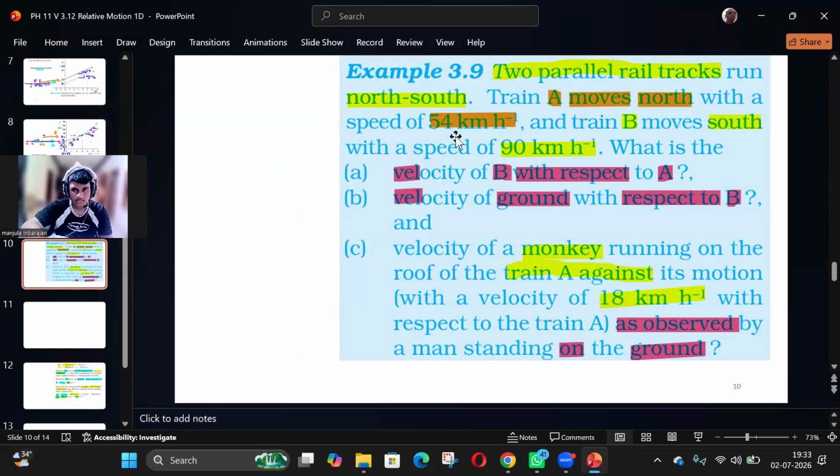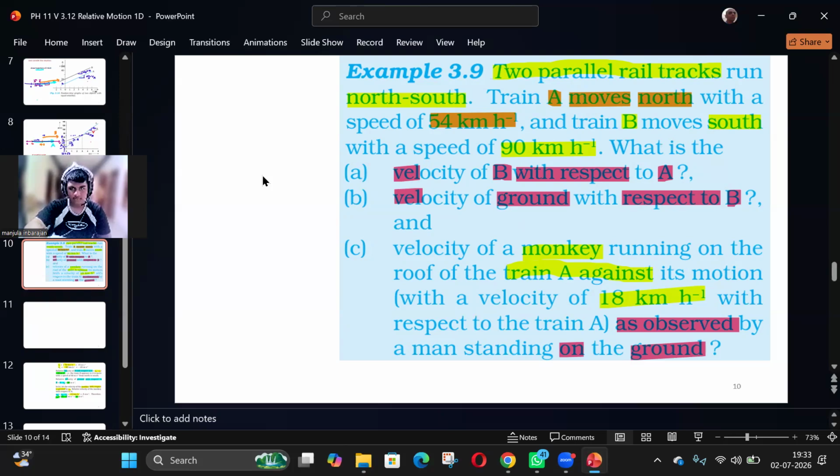Okay. Solve this example. Two parallel rail tracks run north to south. Train A moves north with speed 54 kilometers per hour. B moves south at 90 kilometers per hour. So B is moving faster, but it's moving in the opposite direction. What is the velocity of B with respect to A? Velocity of ground with respect to B. All simple. Okay. Solve the first part, the A part.